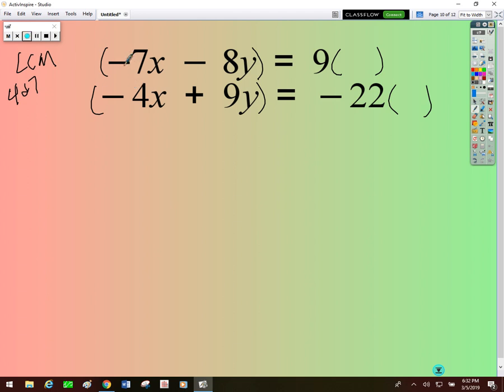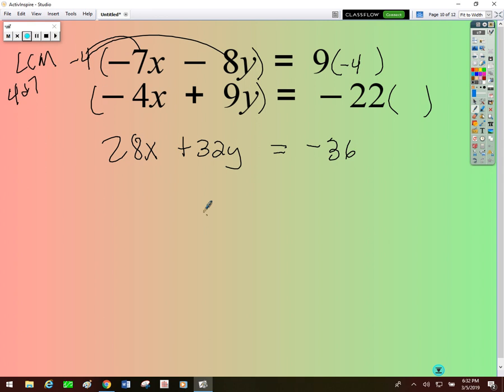Well, let's go ahead and turn this one. Since both of them are negative, it doesn't matter. Let's go ahead and turn this one into a positive 28. Well, to do that, we've got to distribute this by a negative 4. All right, and a negative 4 here. So let's do it real quick. So we have positive 28x. Negative 4 times negative 8 is a plus 32y. And then 9 times negative 4 is negative 36. So we've turned the top one here.